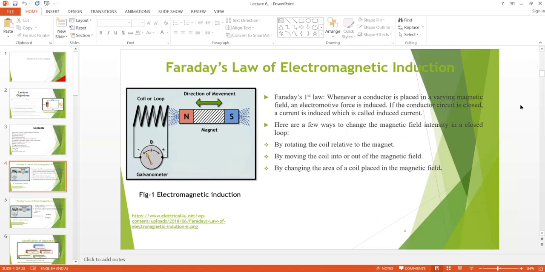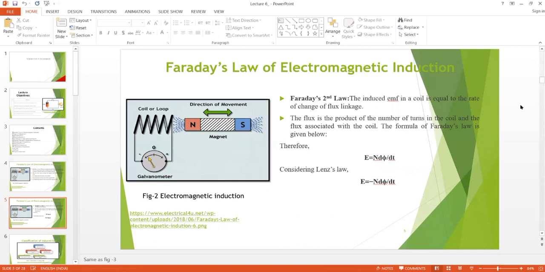Right. So what are the ways to change the magnetic field intensity? We can rotate a coil, move the coil, or change the area. Changing the area is very difficult. Rotating the coil relative to the magnet is quite simple, and moving the coil in and out of the magnetic field is again good. The second law says the induced EMF in the coil is equal to the rate of change of flux linkage, as I already told you, that is N d phi by dt. Right, number of turns definitely.